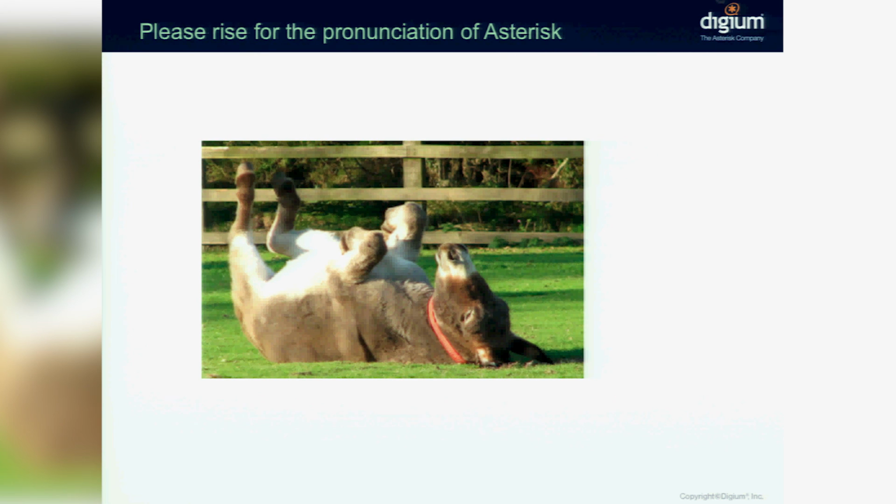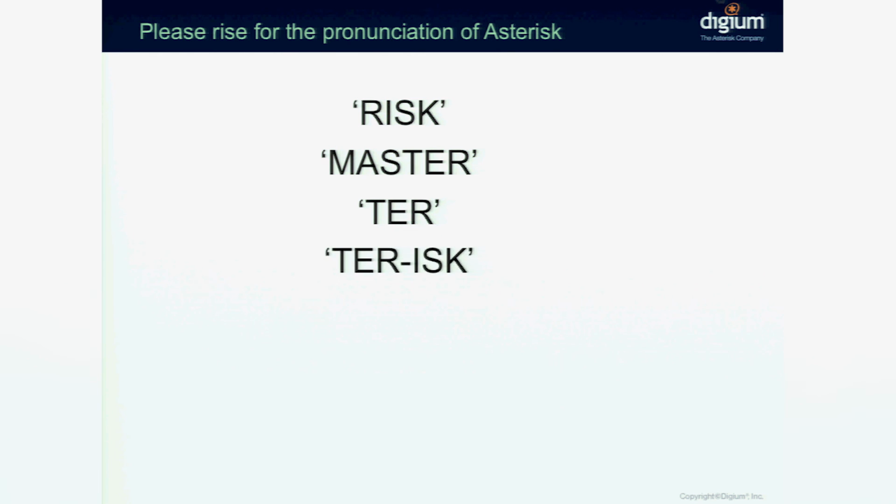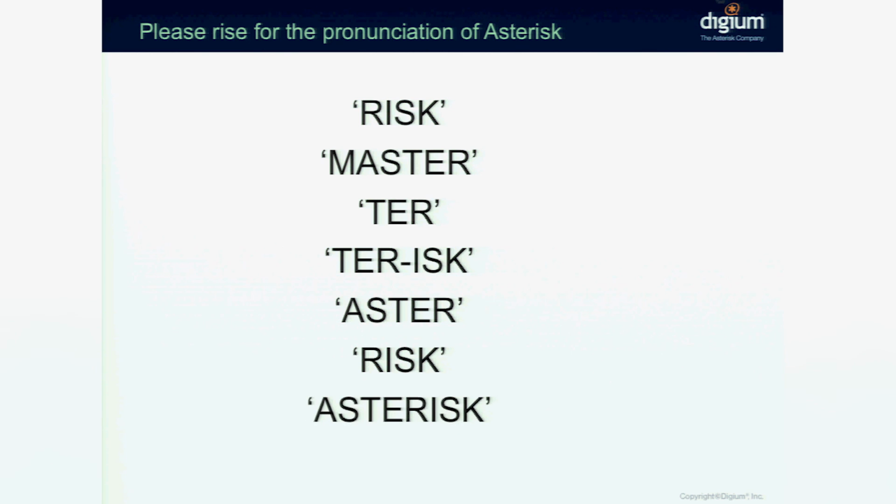So we're just going to try out a few things here. As the word pops up, let's say it together. Risk. How was that? Master. Tourist. Everybody like Sesame Street? Aster, and risk. One last practice. Asterisk. Hey, there you go. See? It's not hard at all.